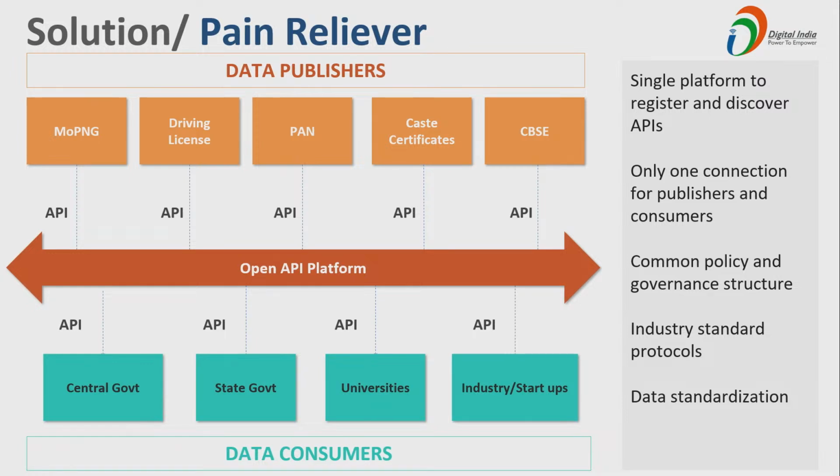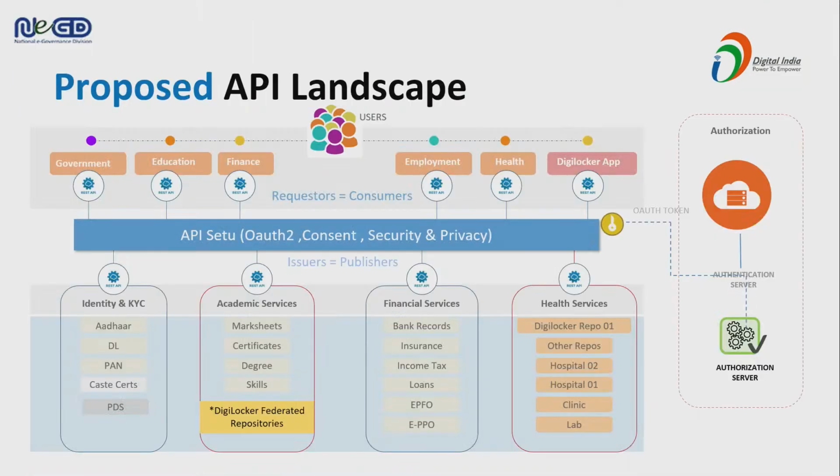So as you can see, we are centrally placed between the data publishers and data consumers. So it is acting as a gateway in between. So now you only have to establish a single connection wherein you can join the API Setu platform and act as both publisher and consumer.